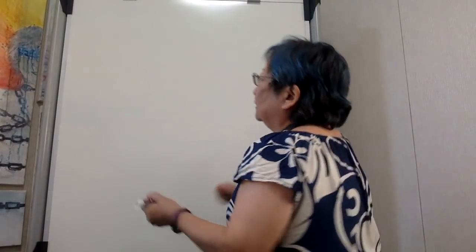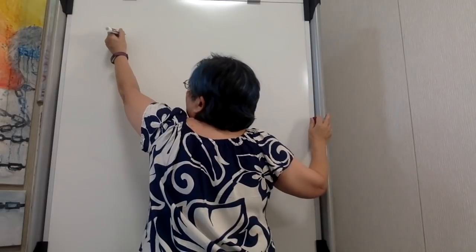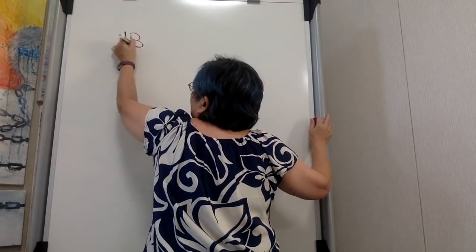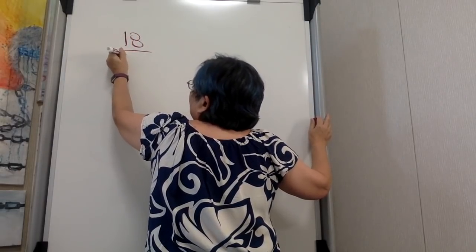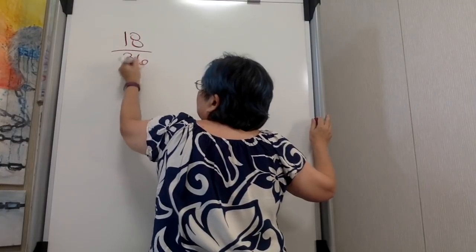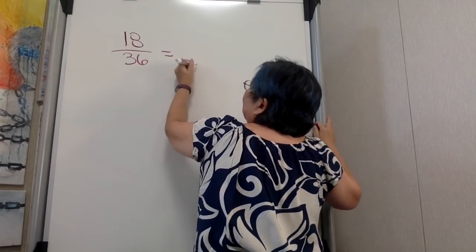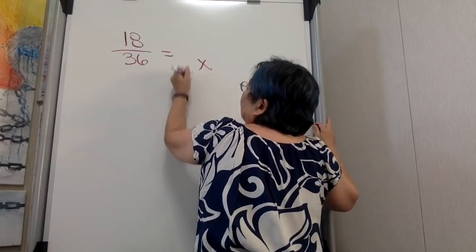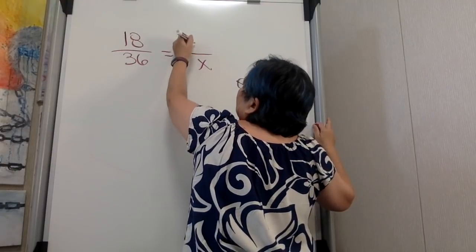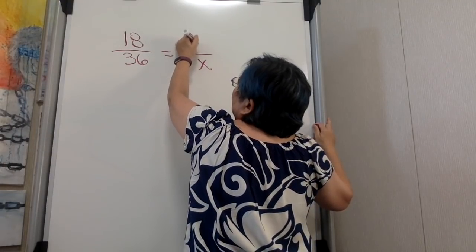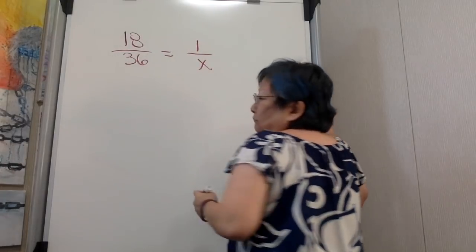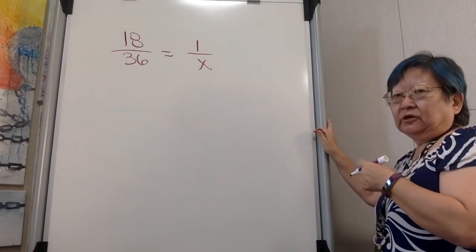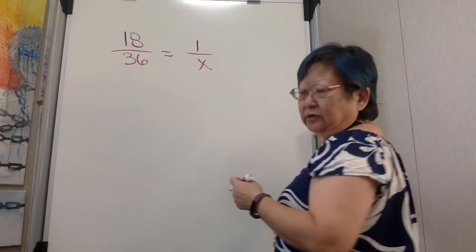This giant 1 method also works for division. Let me show you that. Let's say we have a fraction 18 over 36 equals, let's make it really challenging with the x on the bottom, and put 1 over here. Okay, now you're probably going, I have no idea how to do this.